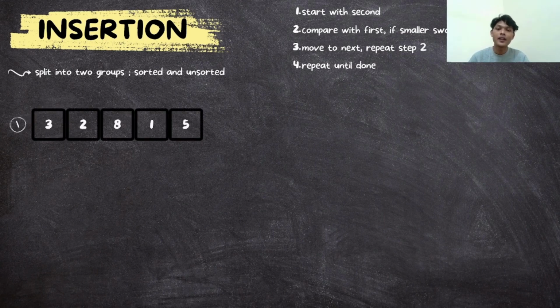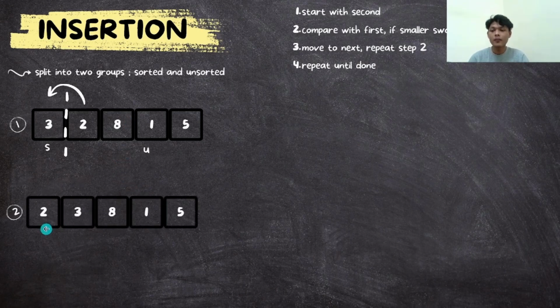Let's say I have an example of an array here. It has the numbers 3, 2, 8, 1, and 5. So how to do it? We start with the second place, which is 2, and we compare it with the first, number 3. As 2 is smaller than 3, we swap it. And now this becomes the sorted part, and this becomes the unsorted part.